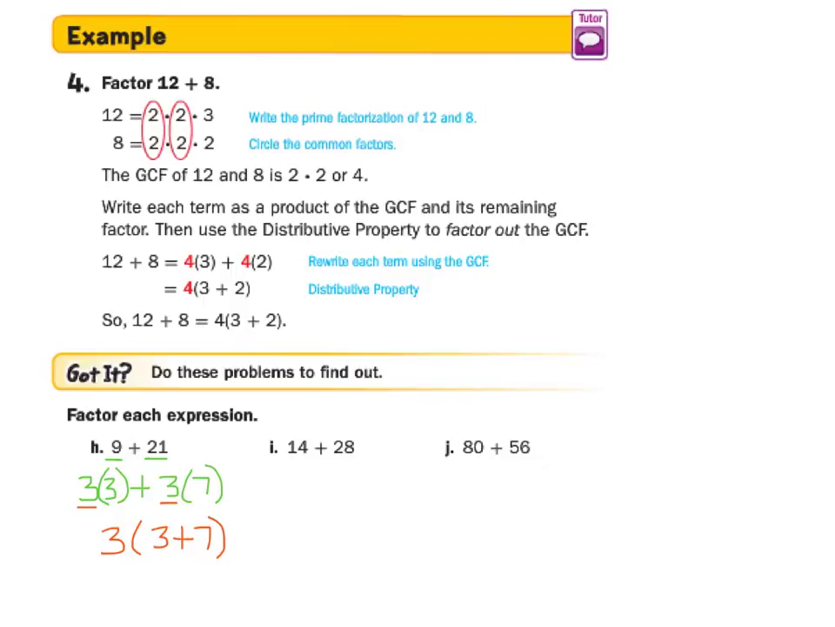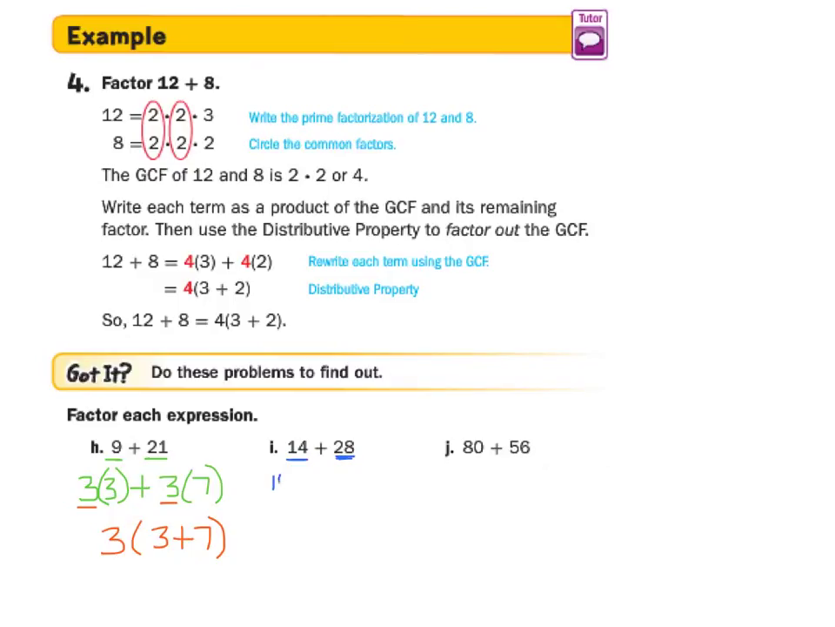So that's our answer. Let's try another one. Thinking about 14 and 28, I know that 2 is definitely a factor, but I also know that 7 could be a factor. But if we really get down to it, we really can pull out 14, because 14 times 2 is 28.